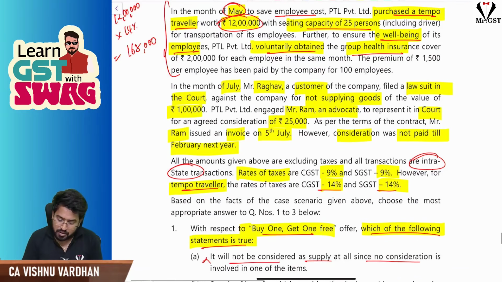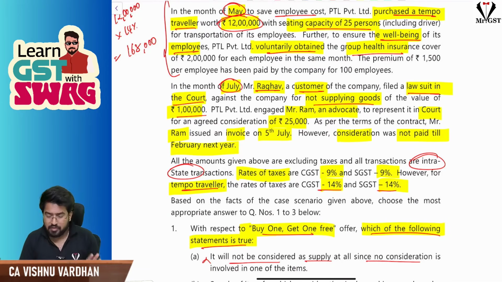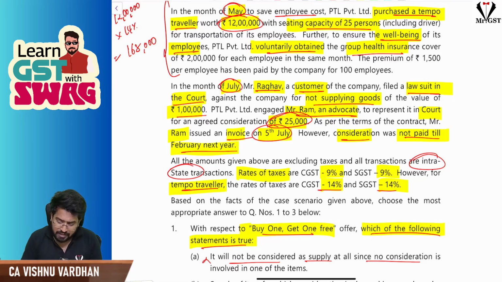Next, in the month of July, Mr. Raghav, a customer, has filed a lawsuit against the company in the court for not supplying goods worth 1 lakh. For this, the company has engaged a lawyer by name Mr. Ram, who is an advocate, charging fees of 25,000. He has raised an invoice on 5th July and his consideration is not paid till Feb next year. That means August, September, October, November, December, January, 6 months over, 180 days over. So within 180 days, payment is not done.